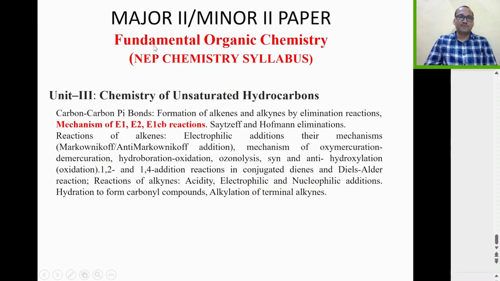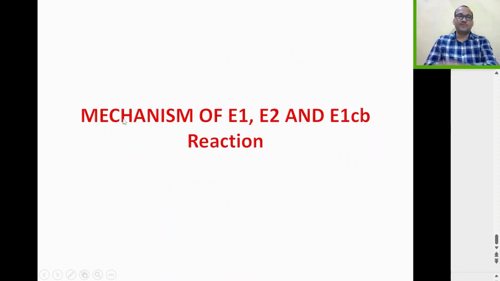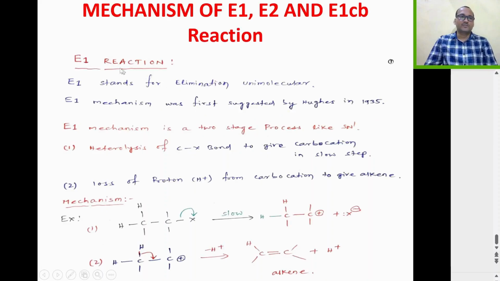So this is the syllabus, fundamentals of organic chemistry, major to minor two paper. Today we will be talking about the mechanism of E1, E2 and E1cb reactions. So let's start with the E1 reaction. E1 stands for elimination unimolecular. The E1 mechanism was first suggested by Hughes in 1935.